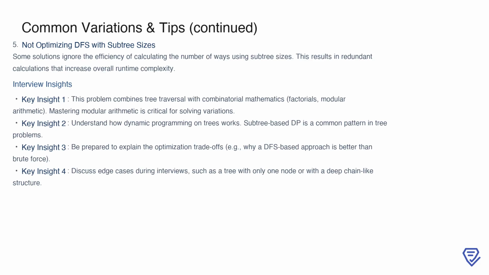From an interview perspective, this problem tests a combination of tree traversal and combinatorial mathematics, particularly factorials and modular arithmetic. Mastering the mechanics of modular arithmetic is crucial, as it appears frequently in problems involving large numbers. Dynamic programming on trees is another important concept to understand, as it allows you to break down the problem into smaller, manageable components. Being able to explain optimization trade-offs is equally important. For example, you should be able to justify why a DFS-based approach is more efficient than brute force.